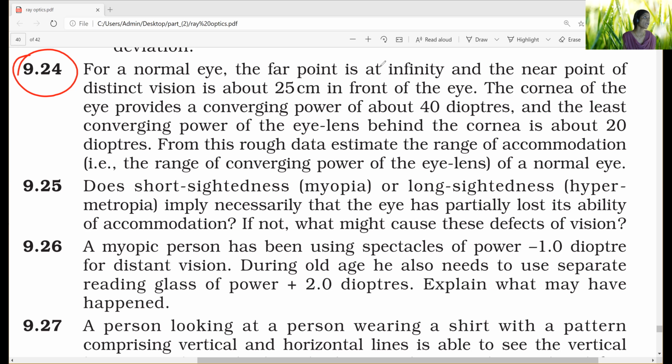For a normal eye, the far point is at infinity and the near point of distance vision is about 25 centimeters in front of the eye. The cornea of the eye provides a converging power of about 40 diopters. The least converging power of the eye lens behind the cornea is about 20 diopters. From this rough data, estimate the range of accommodation. In the bracket, they have given the range of converging power of the eye lens of the normal eye. So by using the given data, let us solve 9.24.